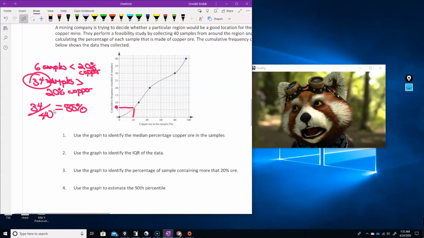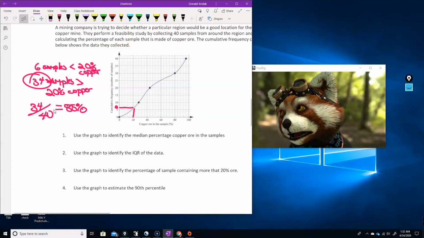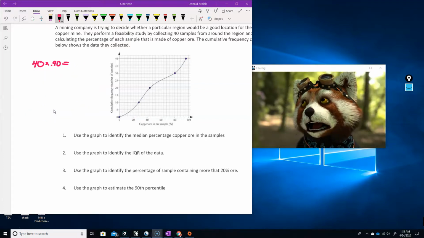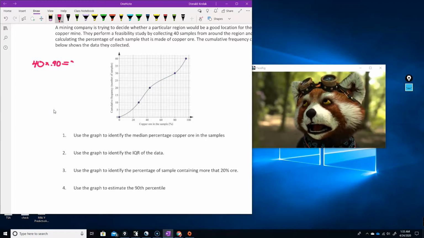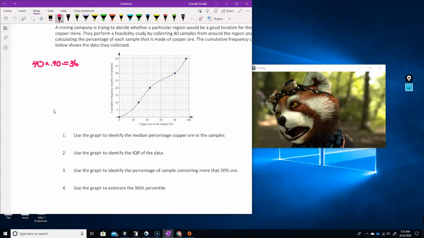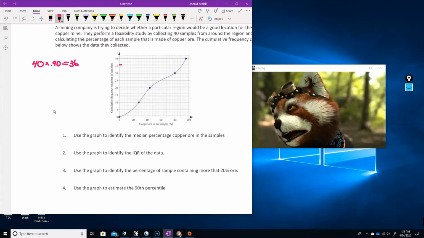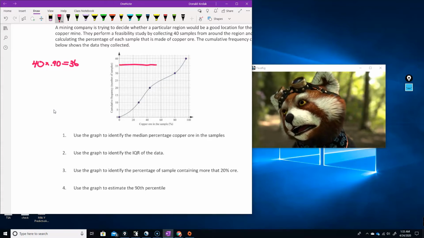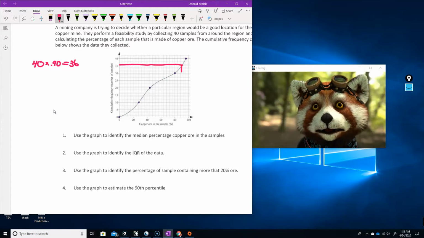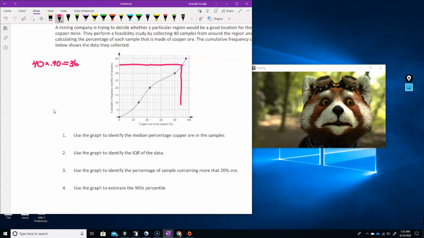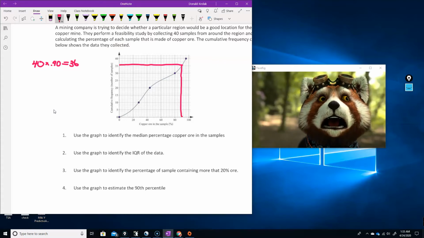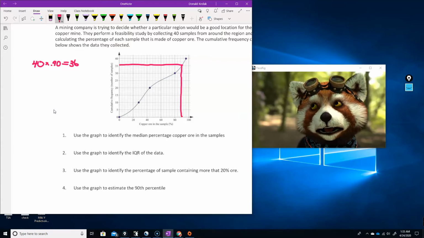Okay, use the graph to estimate the 90th percentile. Okay, so 90% of 40 is going to give us 36. So 36 on the cumulative frequency. Draw my line over. Drop it down, and looks like we've got, let's see, it's 84, around 88.